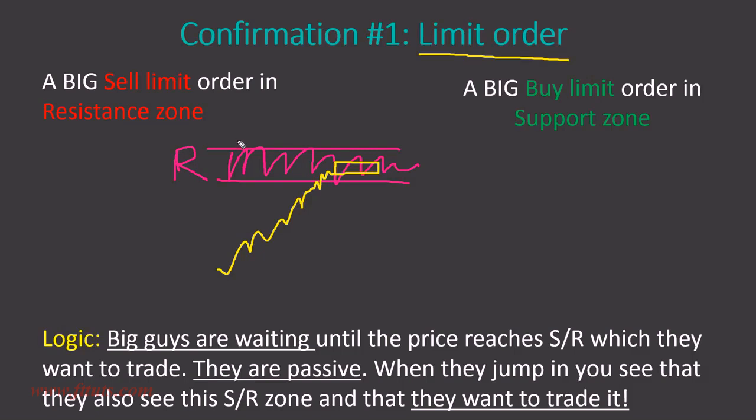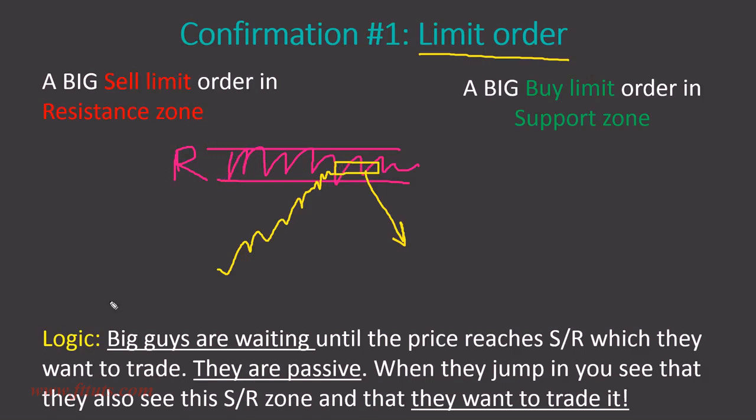They just jump in that short trade, and immediately after you see this limit order pop up on the order flow, you go short, you enter your trade. That's the confirmation of the resistance zone.